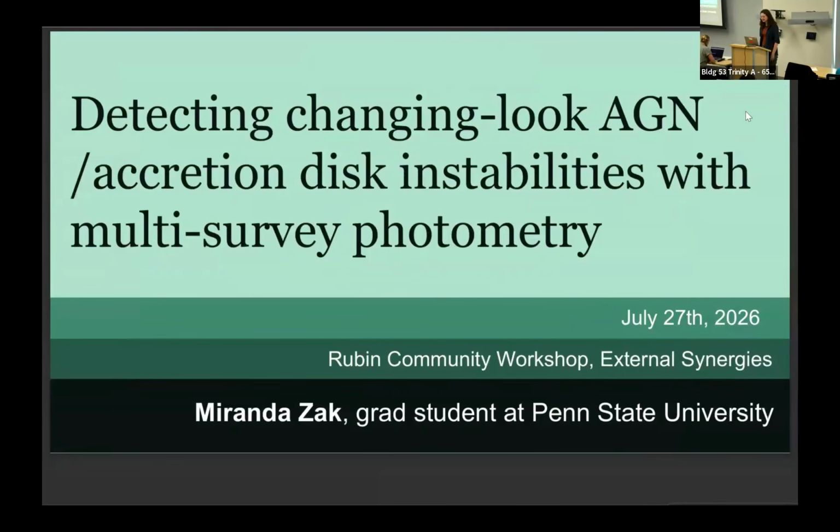I'm working with Charlotte Ward, and I'm talking about maybe a more niche thing now. We're getting into changing look AGN. So I'm going to be talking about how we aim to detect changing look AGN and/or the underlying accretion disk instabilities, specifically with multi-survey photometry.